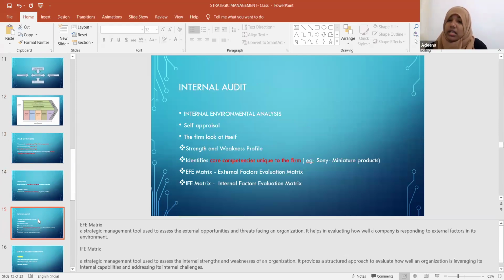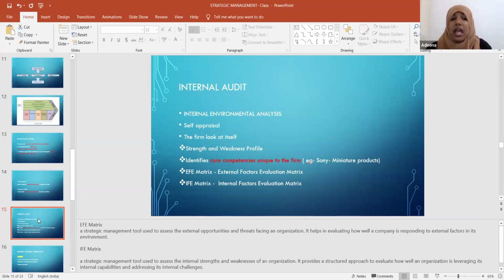Internal environmental analysis: the organization uses self-appraisal techniques to understand its core competencies and its strength-weakness profile, how they can use their strengths to achieve their organizational objectives, and how they can use their strengths to deal with the weaknesses or the negative impacts within the organization. This can be done through EFE metrics or IFE metrics.